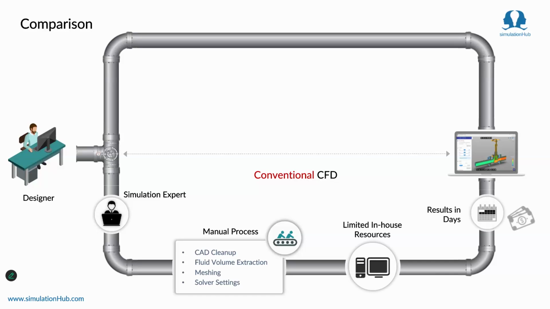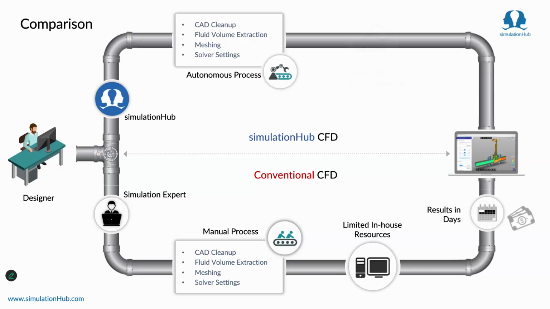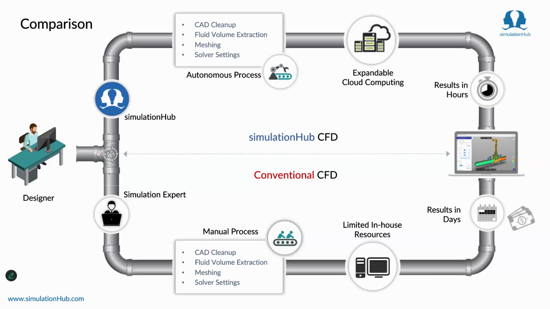On the other hand, in autonomous CFD, the process is autonomous. All the CFD processes are done autonomously, and the cloud platform is used. So it expands depending on the number of openings, number of valve sizes and mesh. Everything happens on the cloud, so it's pretty fast. You can get the complete CV curve in hours. So the cost is also very less.